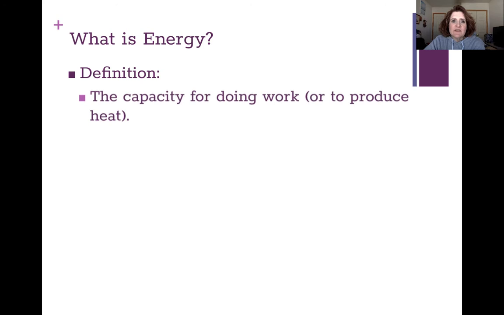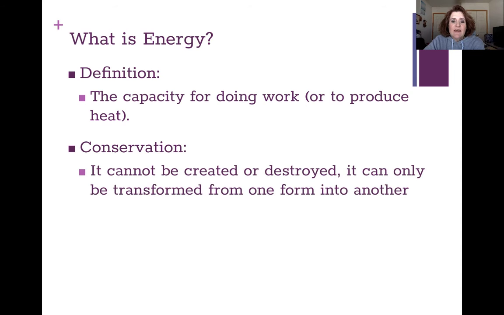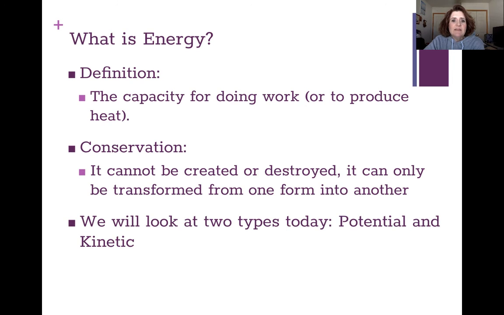So what is energy? Well, the definition of energy is the capacity for doing work or producing heat. And the law of conservation of energy says that energy cannot be created or destroyed. It can only be transformed from one form to another. Today we're going to look at the two types of mechanical energy, that being potential and kinetic.